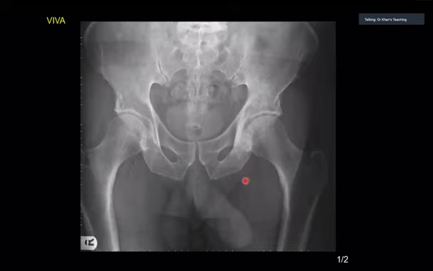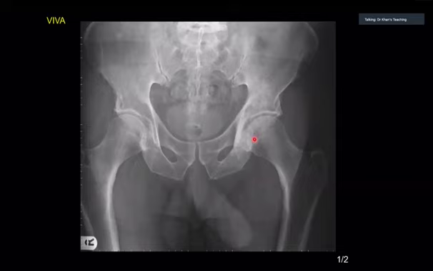Okay, rapid reporting, normal or abnormal? There is abnormal, there's increased sclerosis in the region of the left acetabulum. Excellent. Now, this is a type of case which has come in the exam many times, subtle findings, and usually it will be for Viva, this kind of a case.